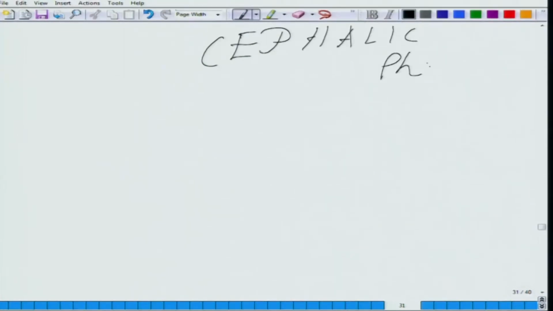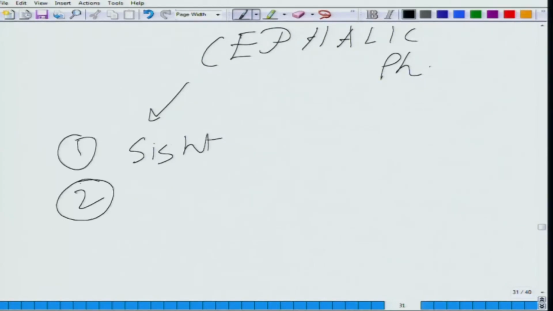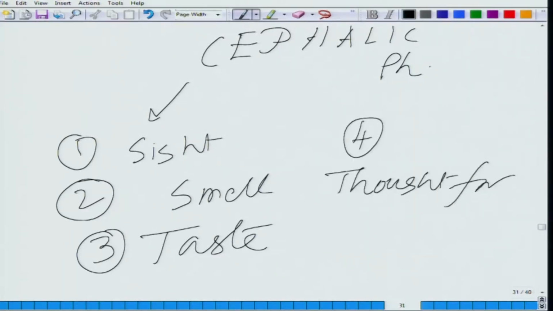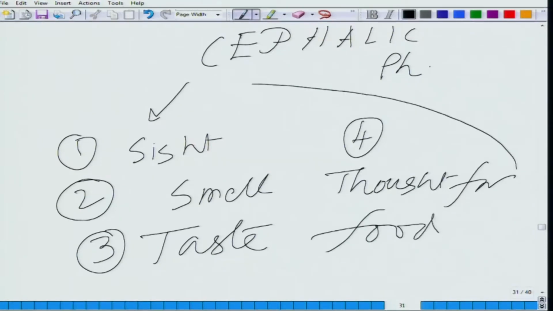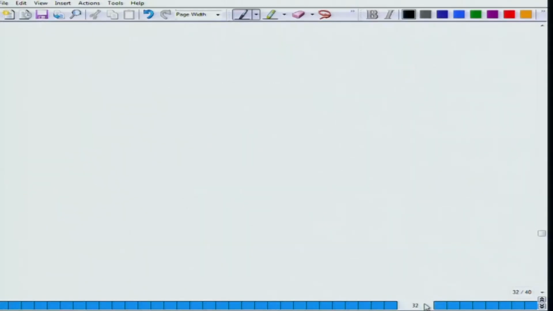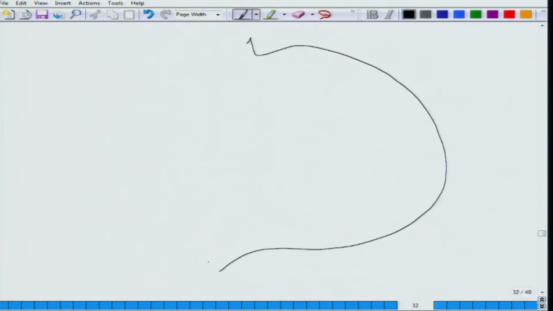Cephalic phase. Okay. So, the cephalic phase starts with these stimuli: the sight, even the sight of the food, smell, taste, or the most important, thought for food. These are the signals which initiate the cephalic phase, and interestingly, these are the reactions which are taking place in the stomach.